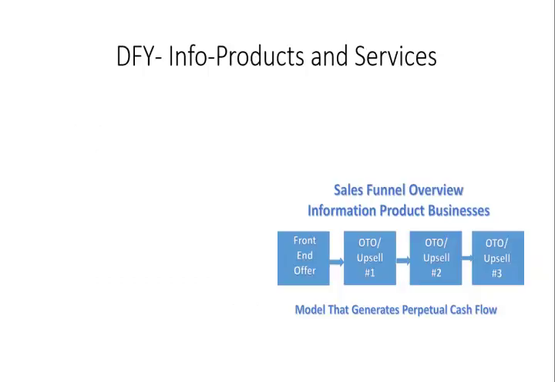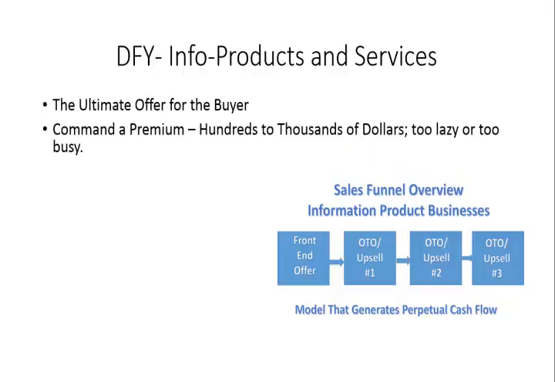Now, the other way of thinking about how to structure your product is DFY. Okay, and this is the ultimate offer for the buyer. What you're doing is you are basically working with a buyer that's either too lazy or too busy to execute your information. You're going to do it for them. I mean, you're going to take the entire package.